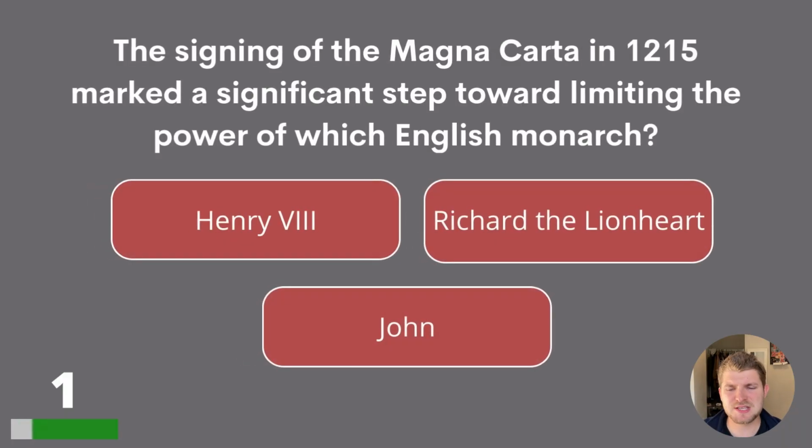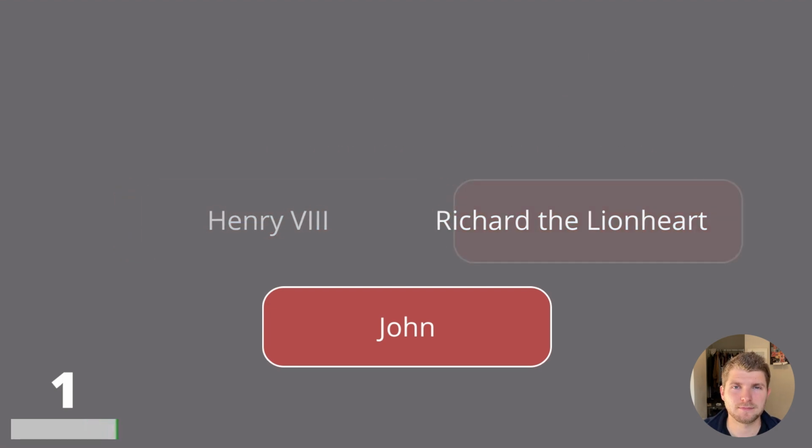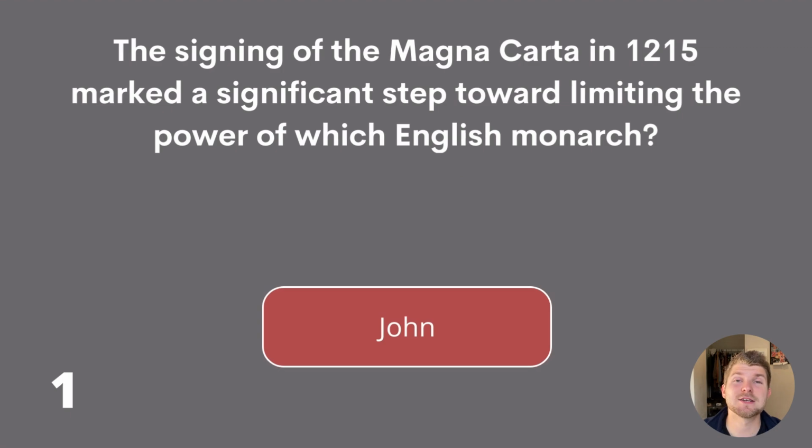Question 1. The signing of the Magna Carta in 1215 marked a significant step toward limiting the power of which English monarch? Henry VIII, Richard the Lionheart, or John? The answer is John.